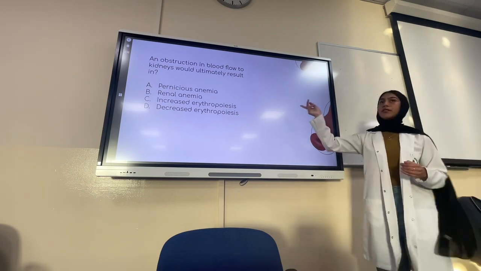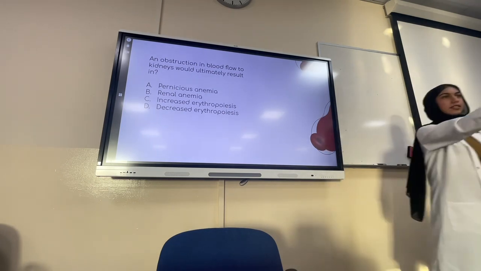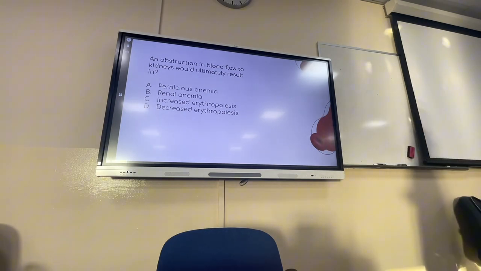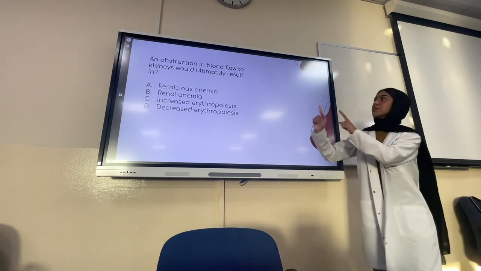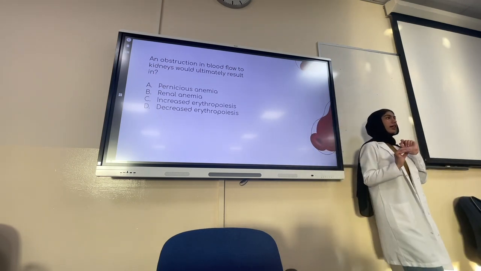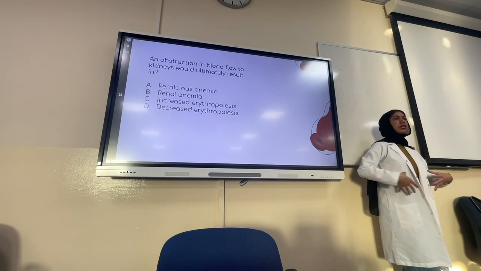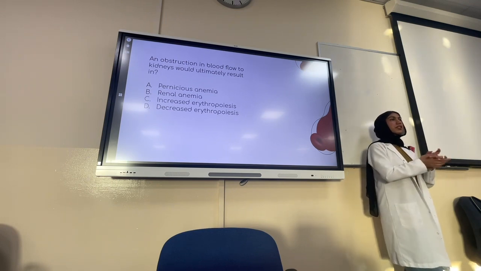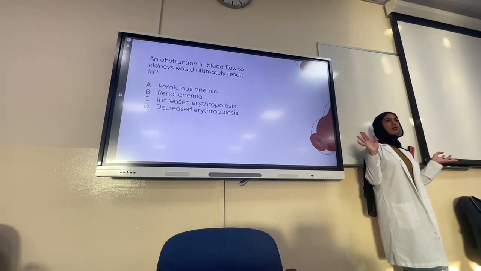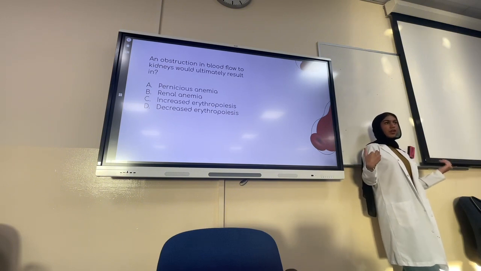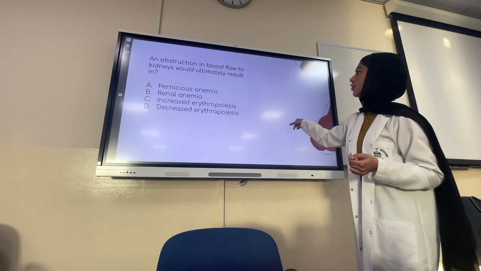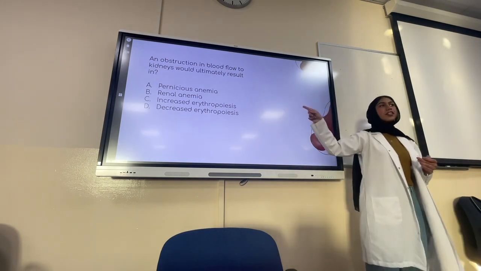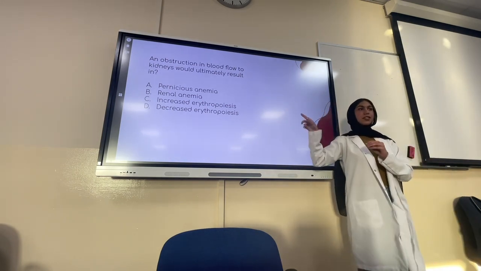Can someone read this? An obstruction in blood flow to the kidneys would ultimately result in which anemia? Renal anemia. Why did you come to that conclusion? Because we're talking about the kidneys, right? Like I mentioned, if it was something related to the stomach, pernicious anemia. This is a really easy question, and it could actually come. Sometimes questions are so easy.